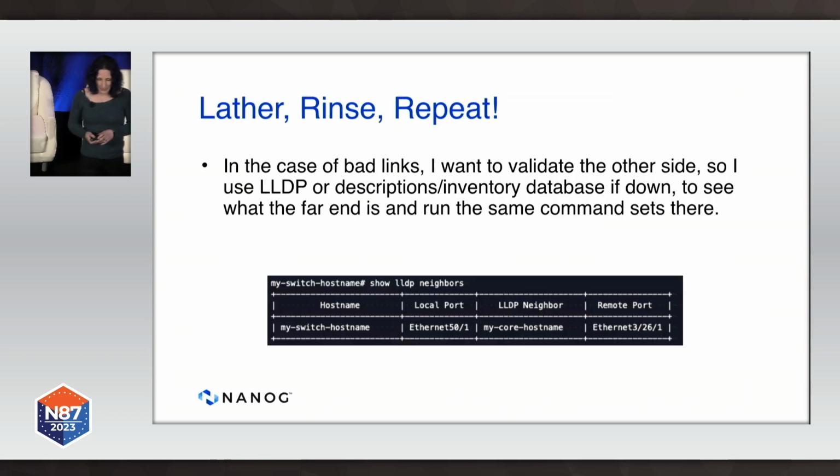So lather, rinse, repeat, right? In the case of bad links, I want to validate the other side. So then I'll also use LLDP or descriptions, or if I have an inventory database, to figure out what my other side is so I can then run the same set of commands there. So again, now I've got commands going to run on side A, commands going to run on side B. I don't have to redo anything, right? I just can reuse that same code to run it on both sides.